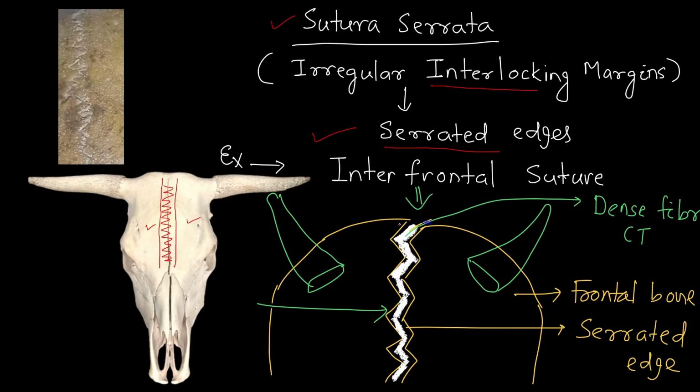Here, the two edges are serrated, irregular, and they are interlocked. And between the two edges, what will you find? You will find dense fibrous connective tissue. You can also see in this diagram the serrated edges or margins. So this is called sutura serrata.